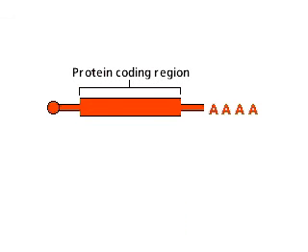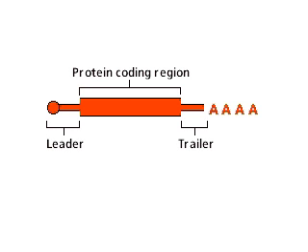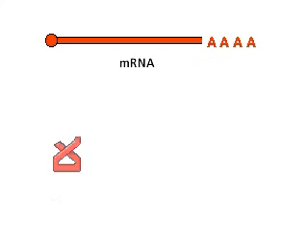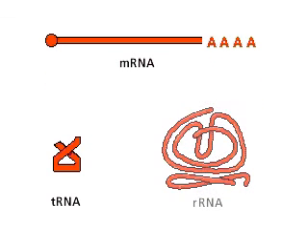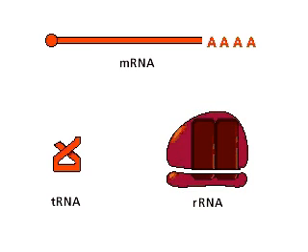The protein coding region on the mRNA contains the sequence of bases that direct the assembly of a specific protein. This region is preceded by a short leader sequence and followed by a short sequence called the trailer. In addition to producing mRNA, the cell produces two other types of RNA, transfer RNA and ribosomal RNA. mRNA, tRNA, and rRNA all play a crucial role in protein synthesis.